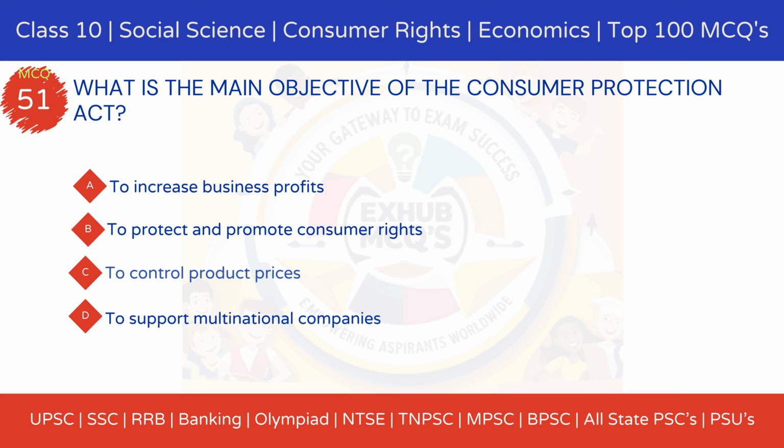Option A, to increase business profits. Option B, to protect and promote consumer rights. Option C, to control product prices. Option D, to support multinational companies.